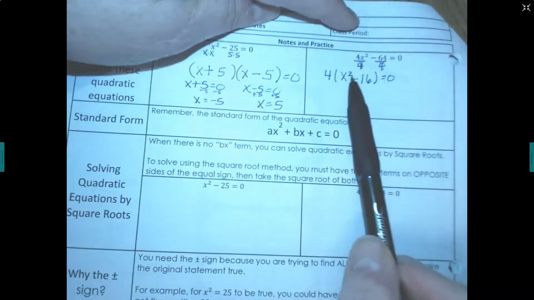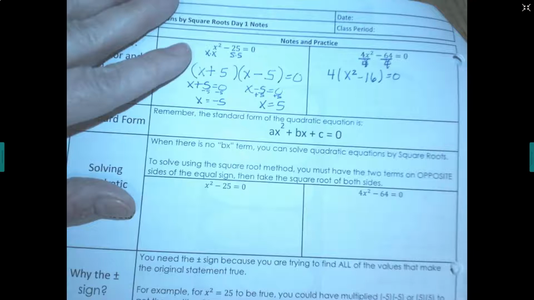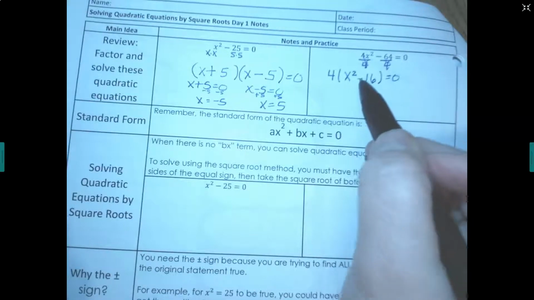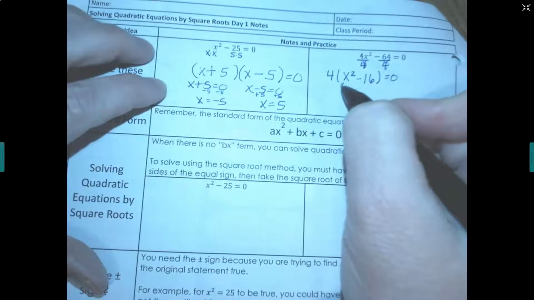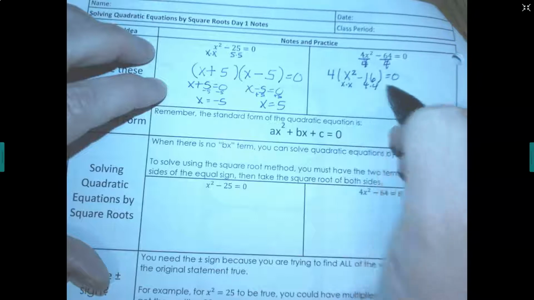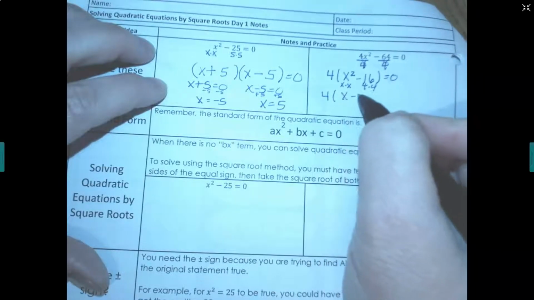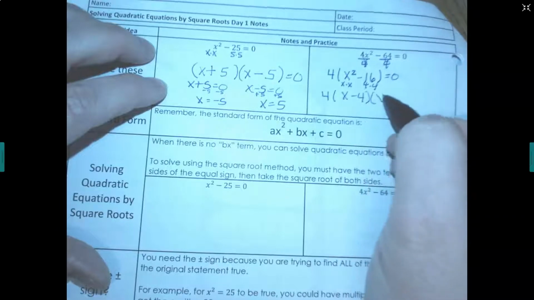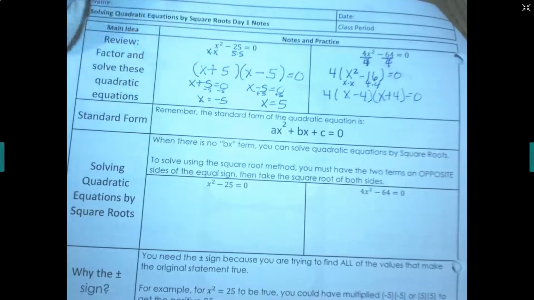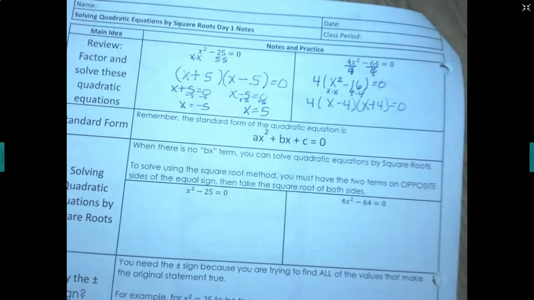Anytime you factor or take out a GCF and there's still a squared term, you've got to see if it's going to go again. And I'm noticing that's a perfect square, and that's a perfect square with a minus between them. So we have the x times the x. This would be 4 times 4. So our answer here, when we use our pattern, is 4 times x minus 4 times x plus 4, and that equals 0, because we're going to solve it, and our original had the equal 0 on it.